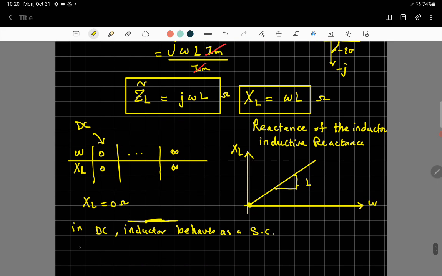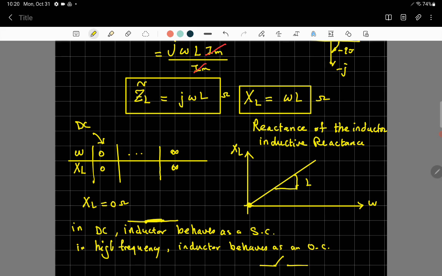And in high frequency, that's when you have AC, of course, like omega reaching infinity, you'll find that the inductor behaves as an open circuit, right? That's the inductor, all right? I just want you to remember this relationship because it's an important application. So that's the reactance of the inductor, and that's the impedance, which is equal to j omega L.